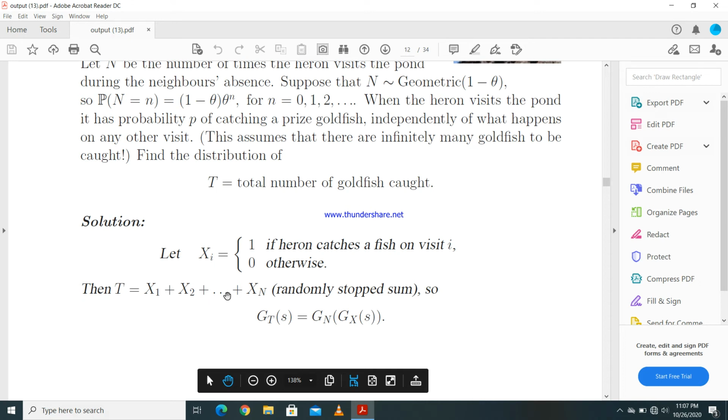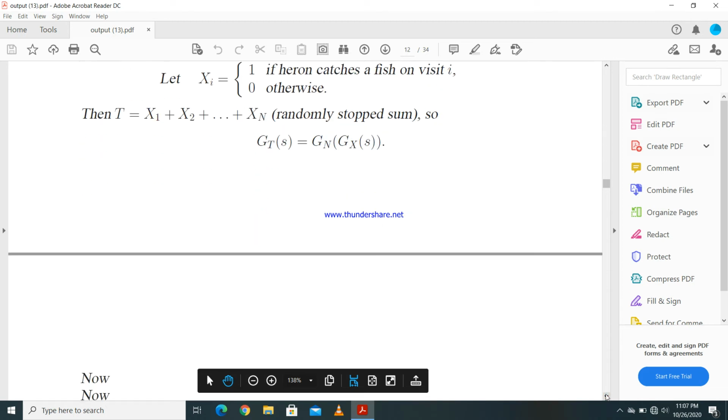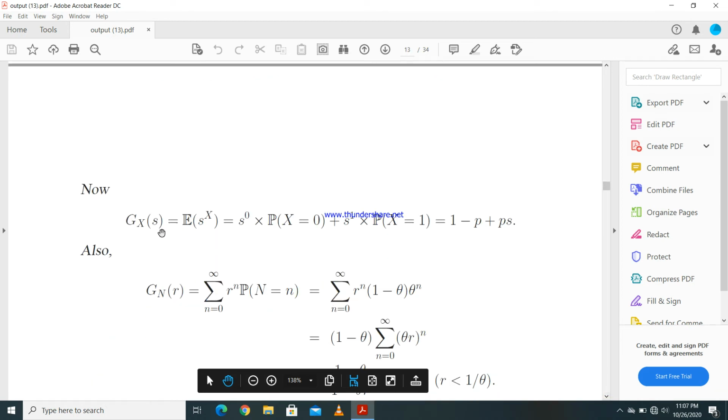So we know the probability generating function of this T is equal to what we have proved, G_N(G_X(s)). So now we are going to find the first one, that is, the probability generating function of X. So X is equal to 0 or 1 for a given day, that is, X has a binomial distribution, in other words, right? So how are you going to find this?